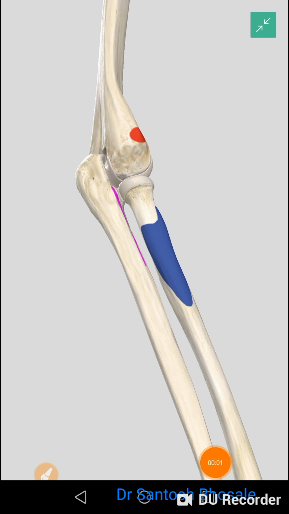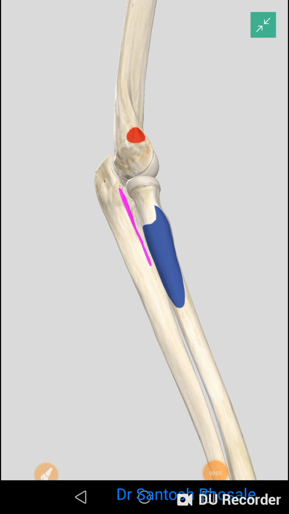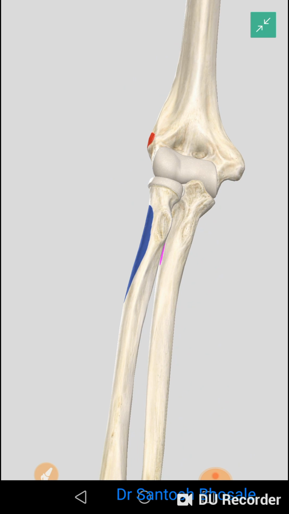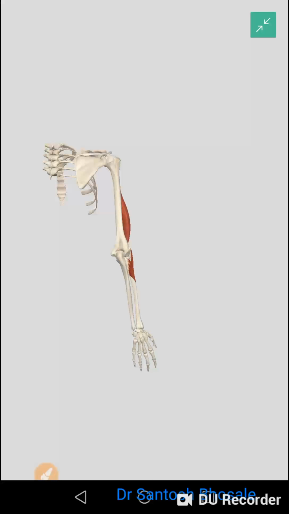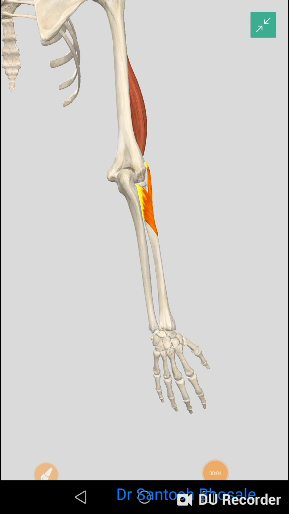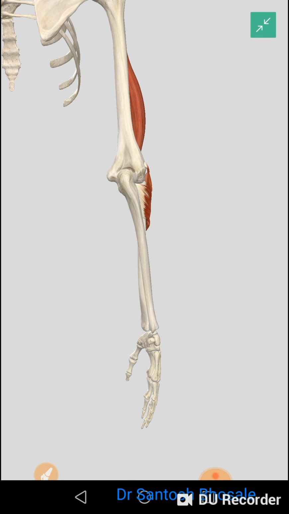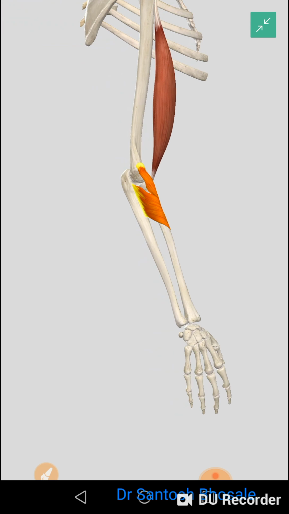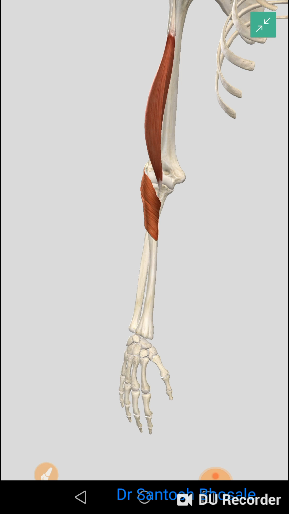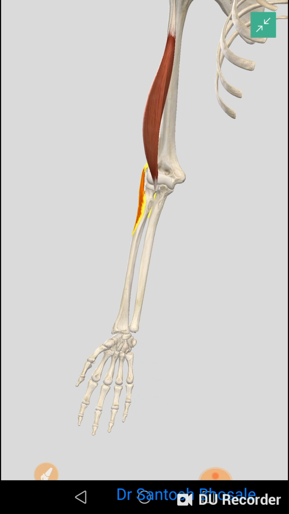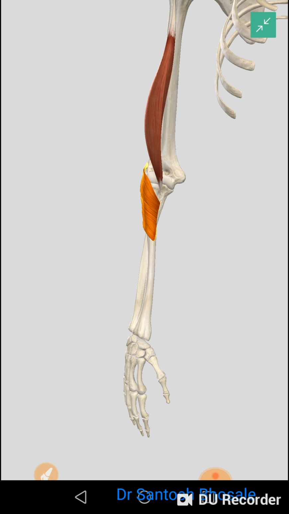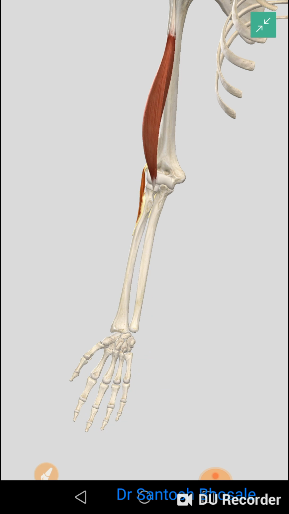You can see the origin here, the lateral epicondyle and also supinator crest, and this is the insertion over the radius above the anterior oblique line. You can see the action of supinator here. It helps in the supination of the forearm at superior and inferior radio-ulnar joint. You can see it helps in supination from prone position, and even the tendon of biceps brachii is also a supinator.